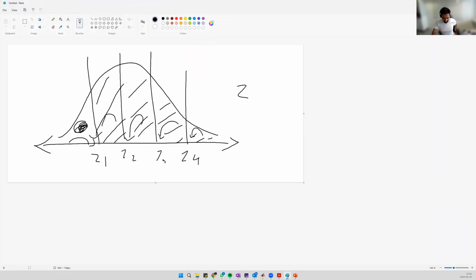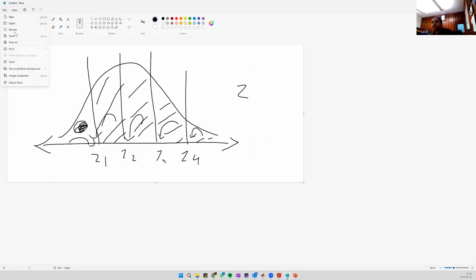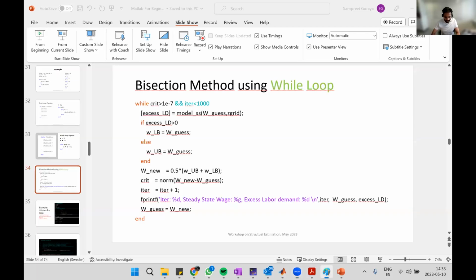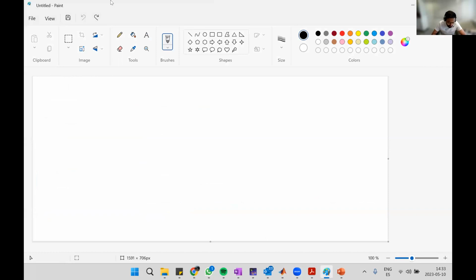So do you see the paint? Okay. Do you see the paint, right? Yeah. Yes. Okay.